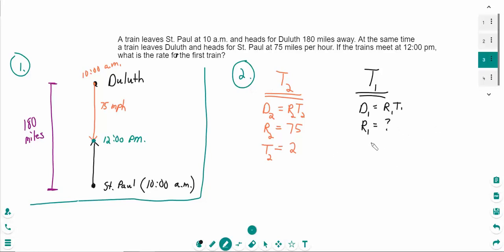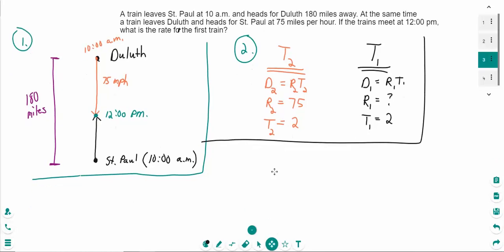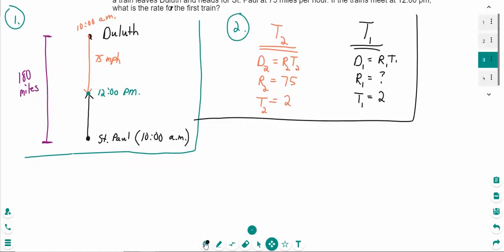All right. What about the time? The time of train number 1, well, it's the same, right? Because it started at 10 and it went till noon. So it's going to be also 2, just like train number 2. So there we go. There's all of our information from the problem. That's step number 2 done. Now we move on to step number 3. And recall, step number 3 is where we deal with distance.